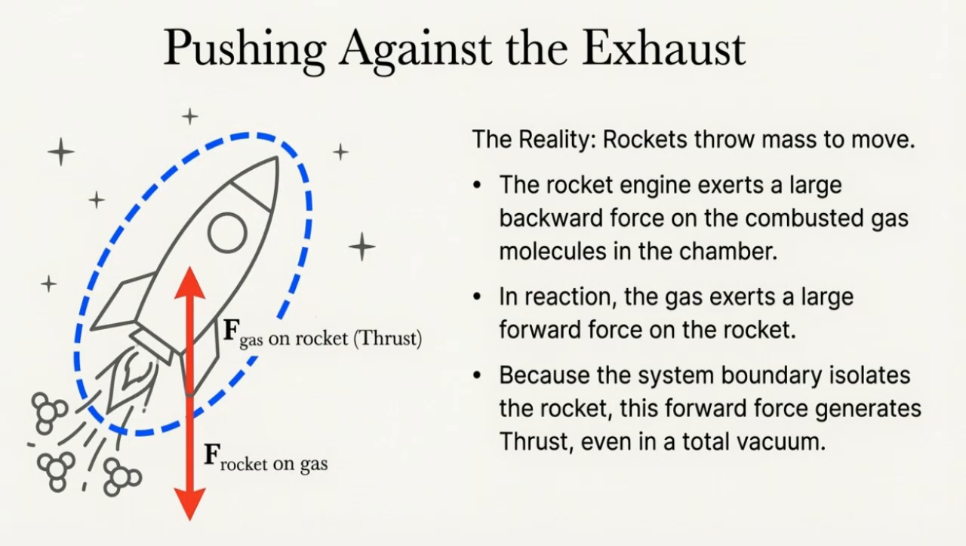Let's take a closer look at how rockets move by pushing against the exhaust gases they expel. Essentially, the rocket engine applies a strong backward force on the hot gas molecules inside the chamber. In response, those gases push forward with an equal and opposite force against the rocket. Because the rocket and its gases form an isolated system, this forward force results in what we call thrust. The important takeaway is that the rocket doesn't need air or any external medium to move. It simply pushes against its own exhaust, allowing it to propel forward even in the vacuum of space.